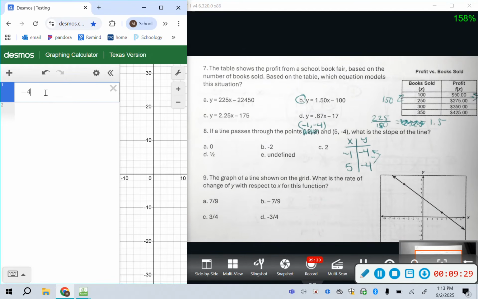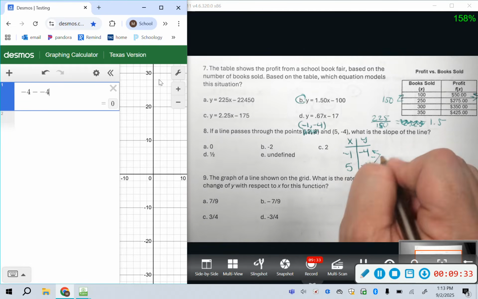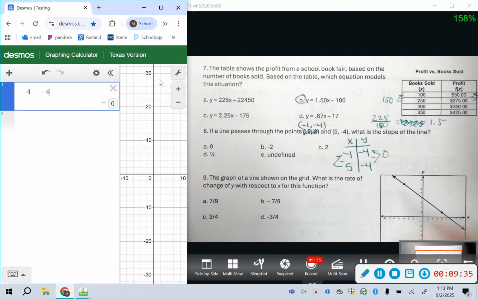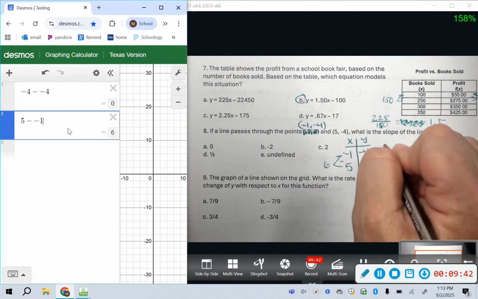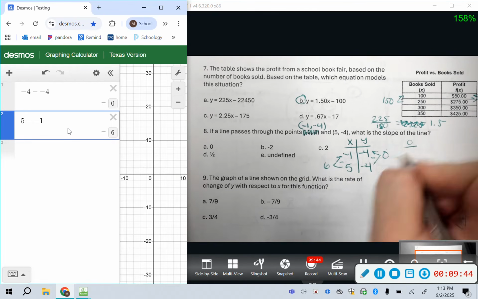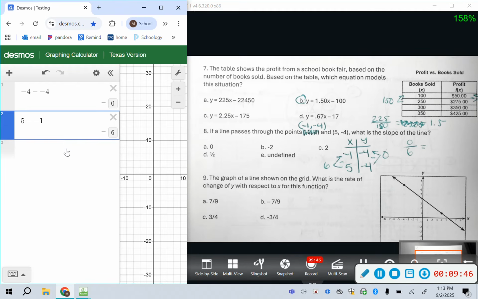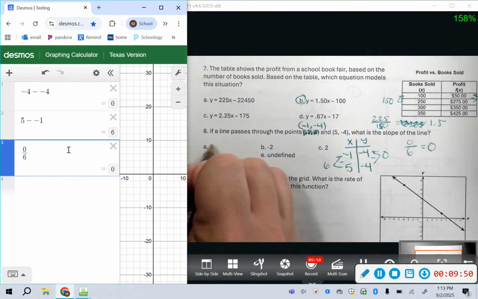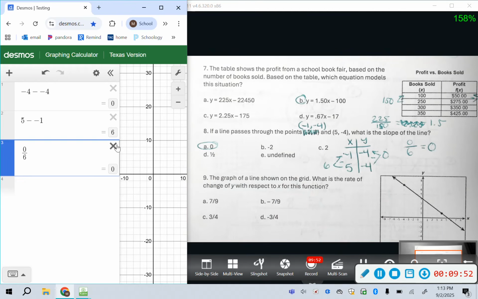So bottom is -4 minus top is -4. So you have to type that double negative. And then 5, bottom number is 5 minus top number is -1. So that gives me 6. And remember, change in y is 0 over change in x is 6. And if I type that in my calculator, 0 divided by 6, I get 0. So my slope is A, which is 0.